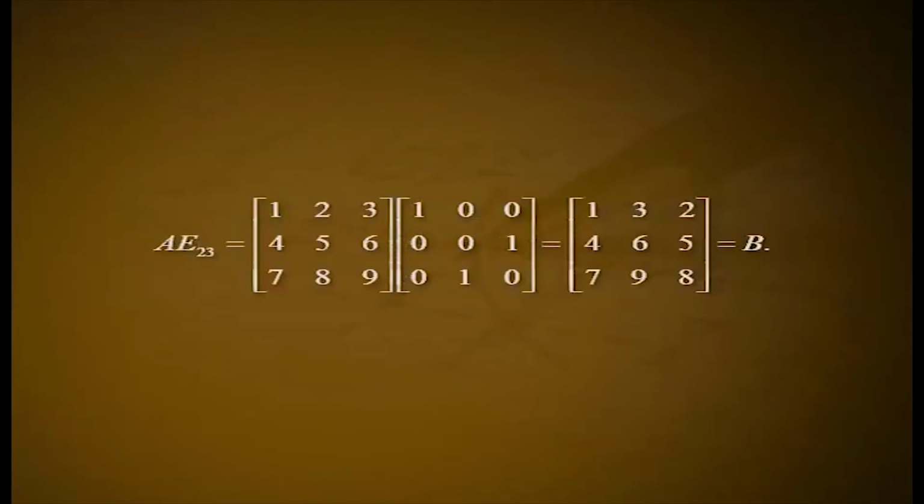Applying C2,3 on the 3 square identity matrix, we obtain E2,3 = [1, 0, 0; 0, 0, 1; 0, 1, 0]. Hence, A E2,3 = [1, 2, 3; 4, 5, 6; 7, 8, 9] times [1, 0, 0; 0, 0, 1; 0, 1, 0], which is equal to [1, 3, 2; 4, 6, 5; 7, 9, 8], which is equal to B. Proof of theorem 5.